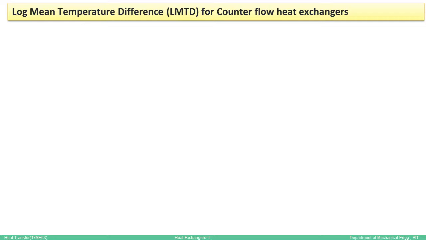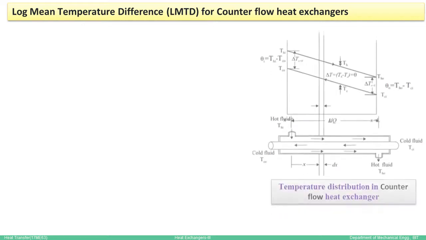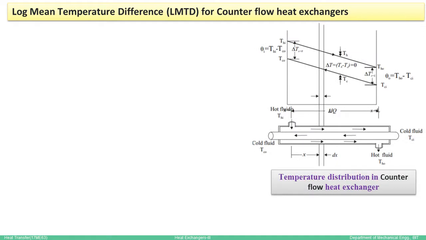We have now a derivation of LMTD for counter flow heat exchangers. Let us analyze the sketch first. We have taken the hot fluid entry from the left and the direction to the right, and cold fluid entry from the right, and it flows to the left. The terminologies THI and TH naught are the same, that is inlet temperature and outlet temperature of hot fluid. TCI and TCO are the inlet and outlet temperatures of the cold fluid.